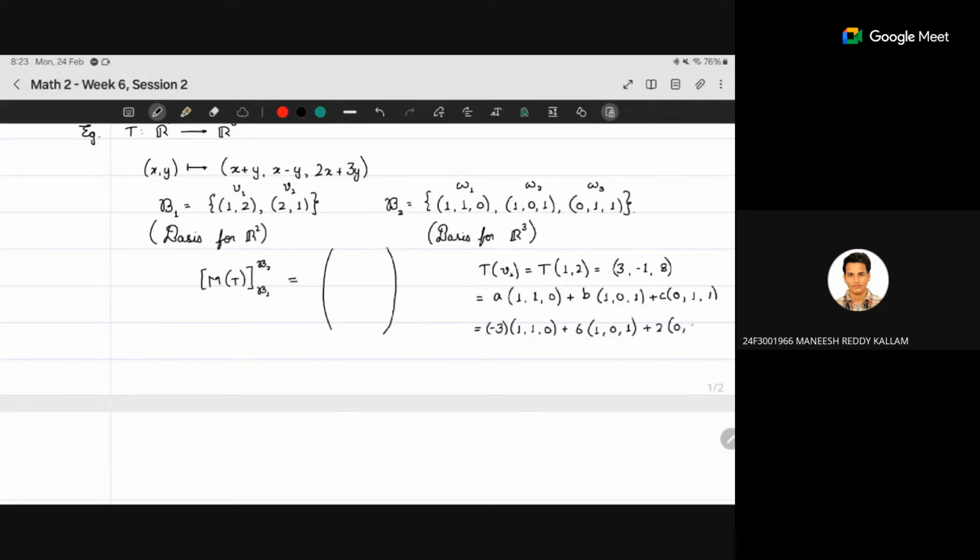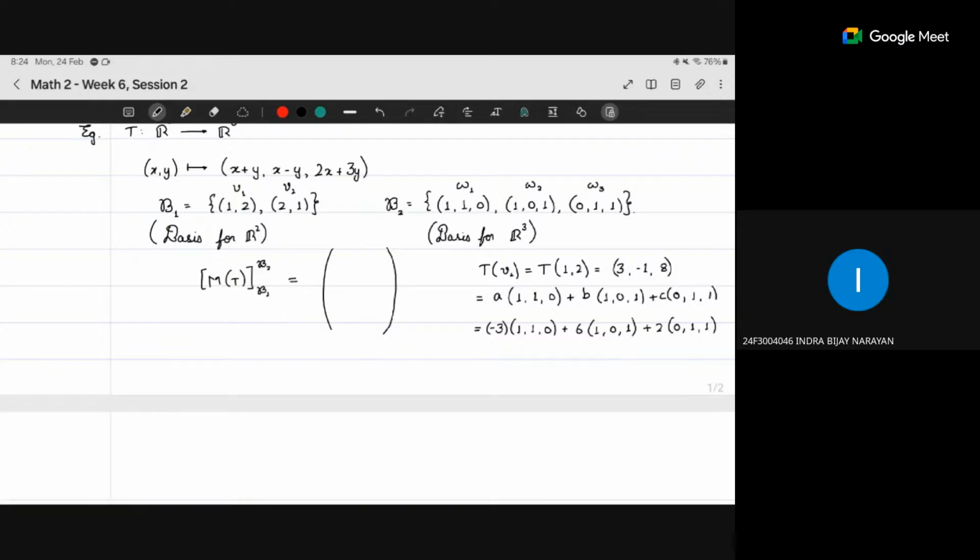Sir, you are equating it to 3, -1, 8 and getting the A, B, C values, right? Yes, that's how. These A, B, C are unknowns, and you'll be solving a system of equations using Gaussian elimination. Yes, sir. Understood. And sir, a quick question though.